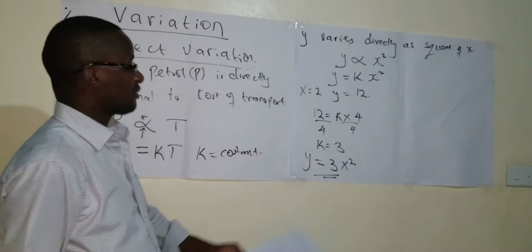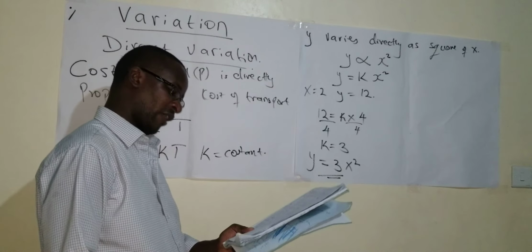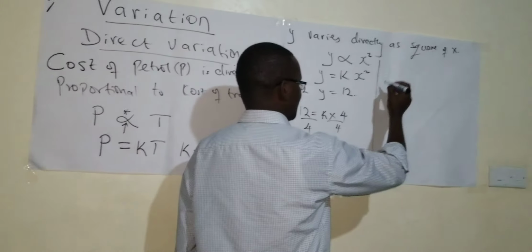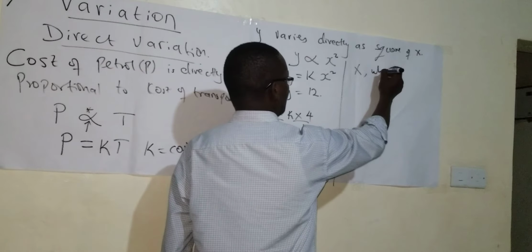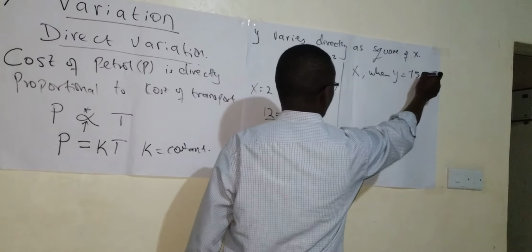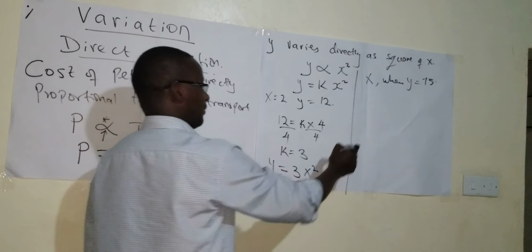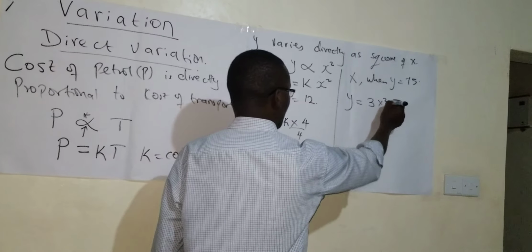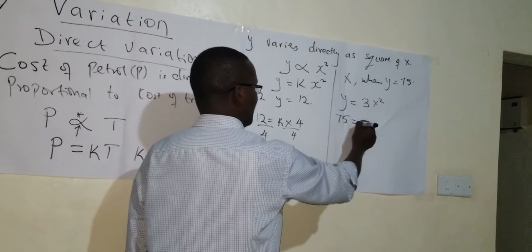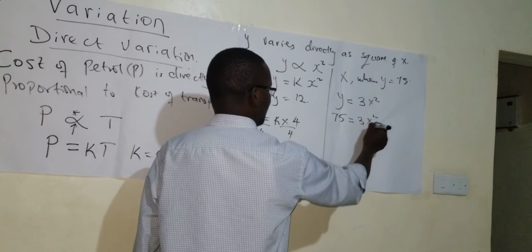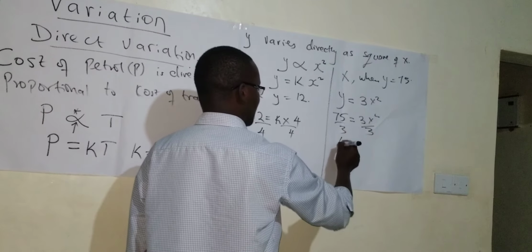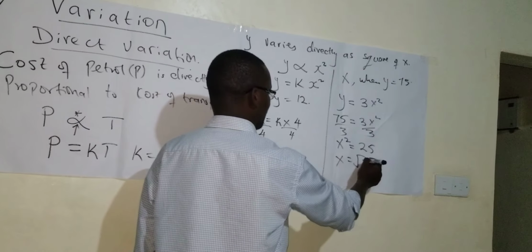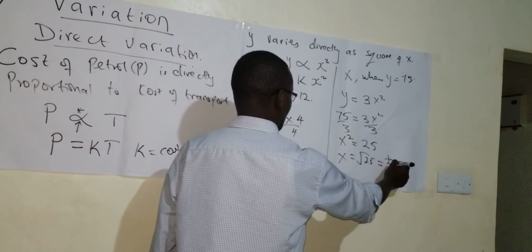You can be asked further questions on the same. For example, you can be told to find x when y is 75. So you come back here to the equation you have formed. So y equals 3x squared. So y is 75, x is what we don't know. So you divide by 3, you get x squared is 25. So the value of x is the square root of 25, which is plus or minus 5.